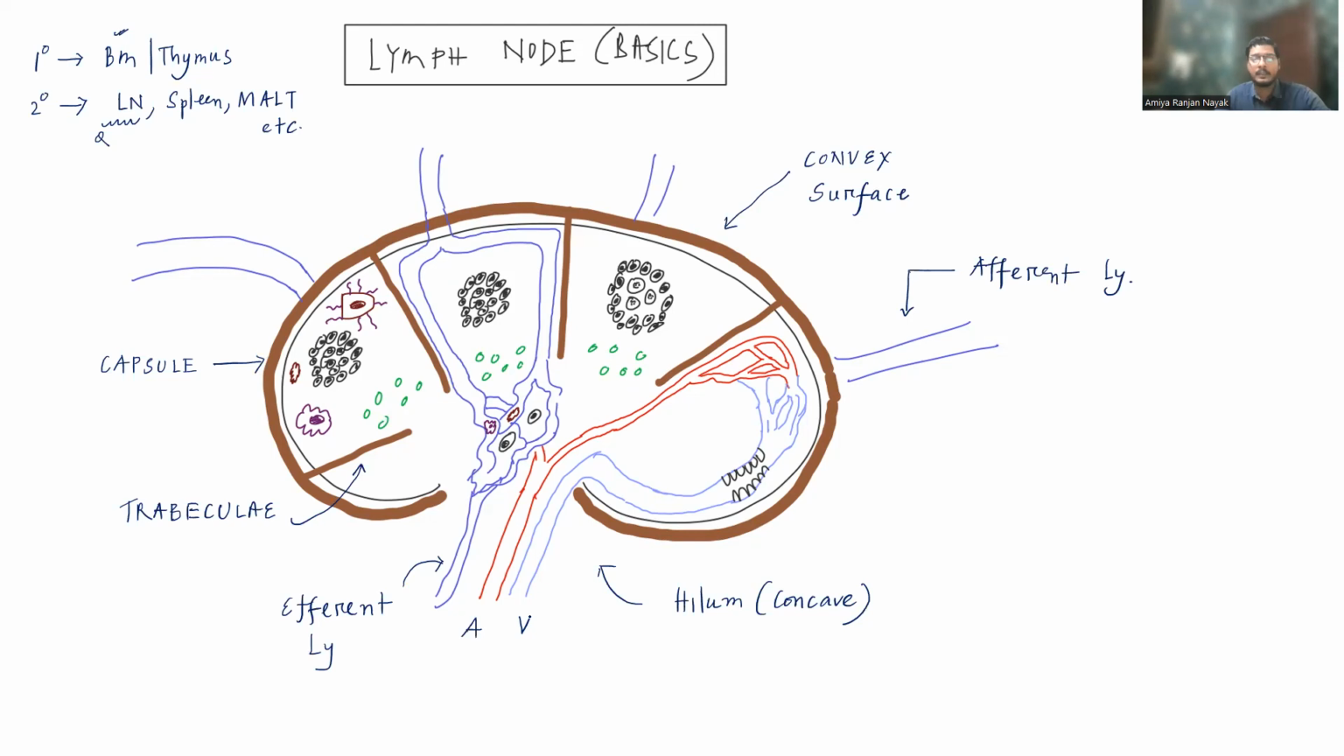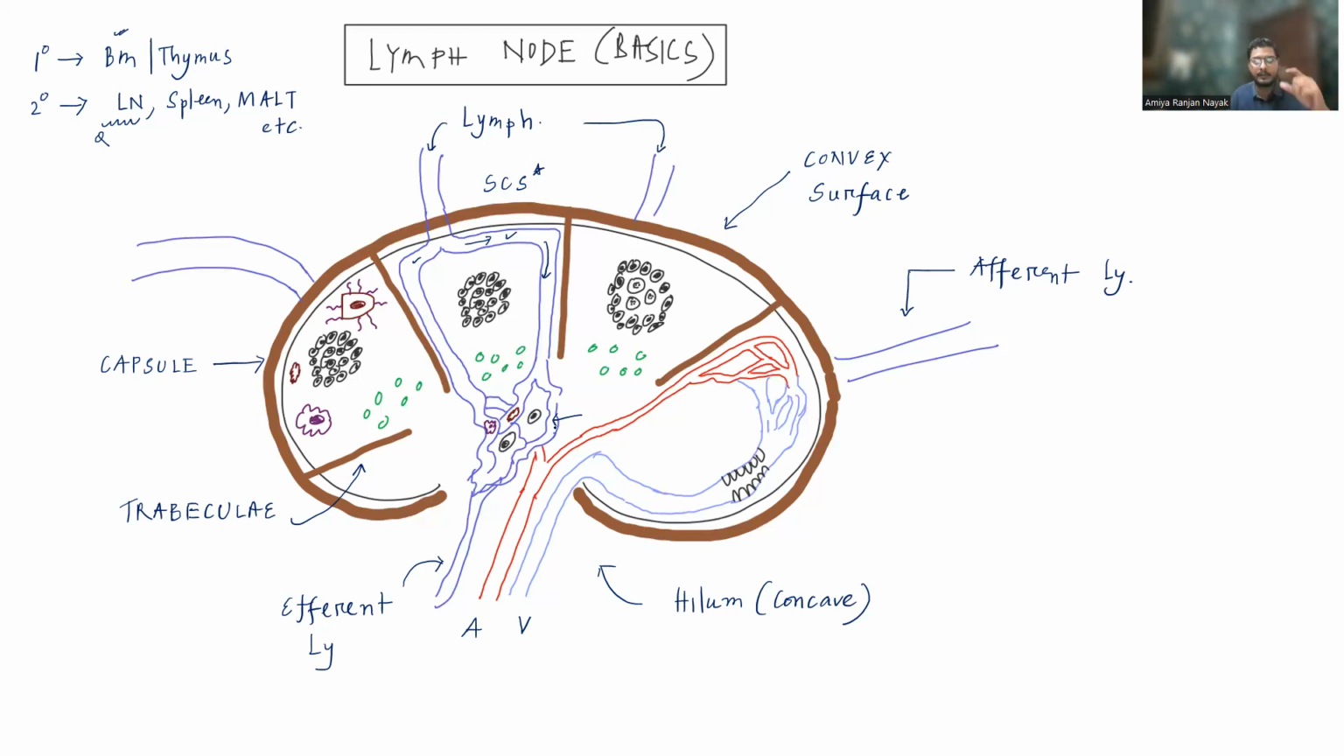If you see the flow of lymph inside the lymph node, lymph comes into the lymph node through the afferent lymphatics. After that, it flows into the subcapsular sinuses. We'll discuss them in the next slide also. Then it flows into the trabecular sinus, then into the medullary sinus, and ultimately it comes out of the lymph node through the efferent lymphatics. So this is the flow of lymph inside the lymph node.